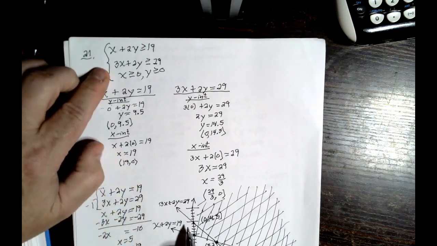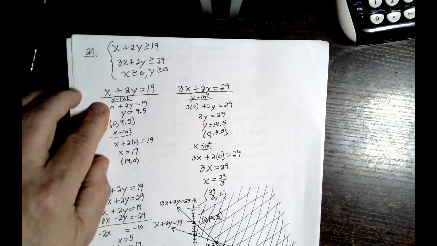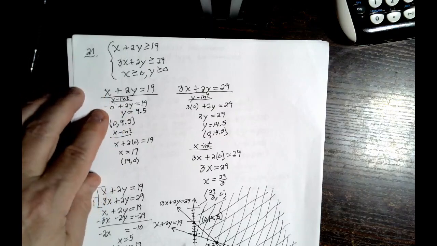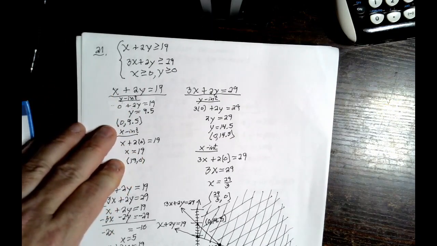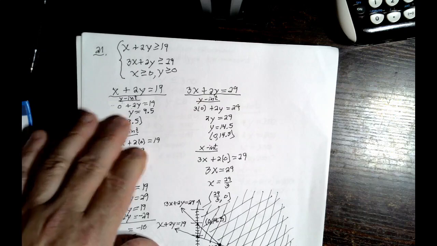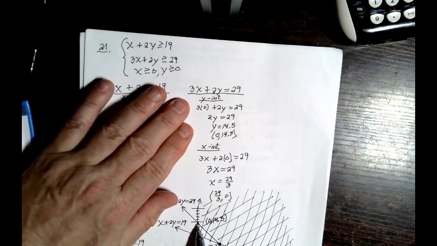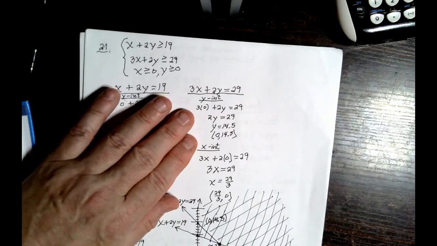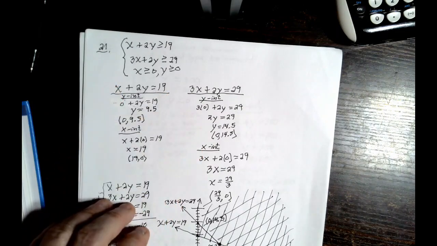Okay, so how do I find my X and Y intercepts for this guy? Well, I take the first one and I set X equal to 0 or Y equal to 0 and I get my 2 points, (0, 9.5) and (19, 0). So I connect the dots. Okay, and then this one I do the same thing and I find (0, 14.5) and (29/3, 0).